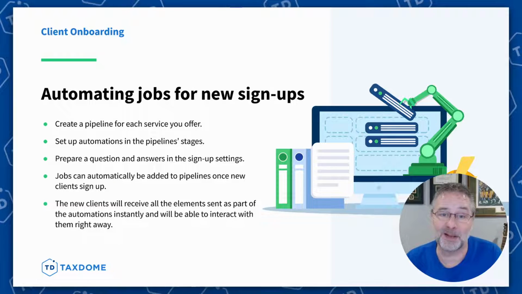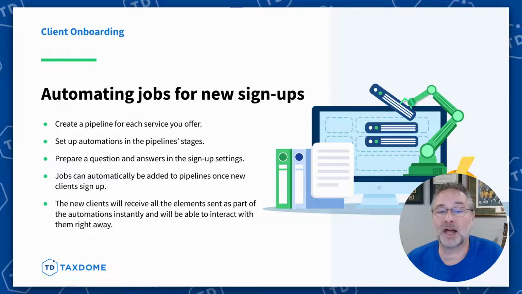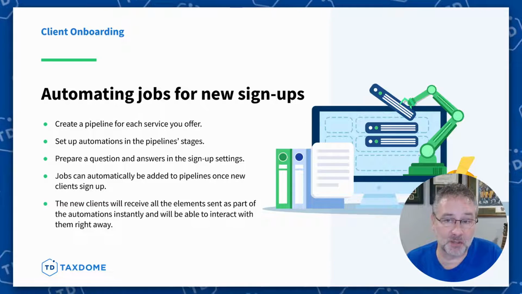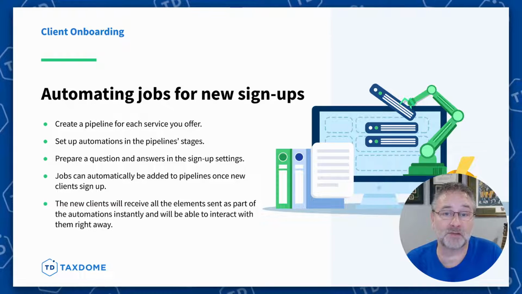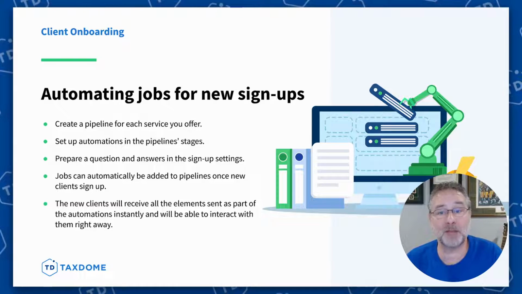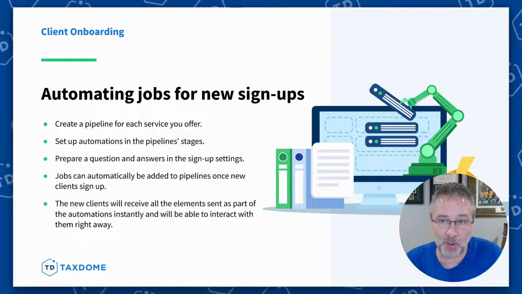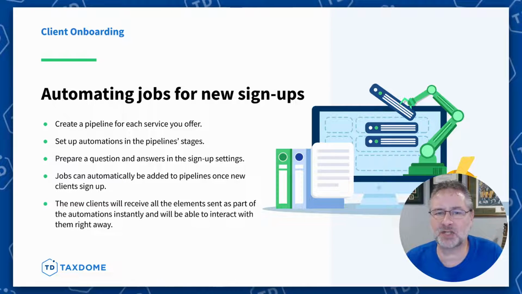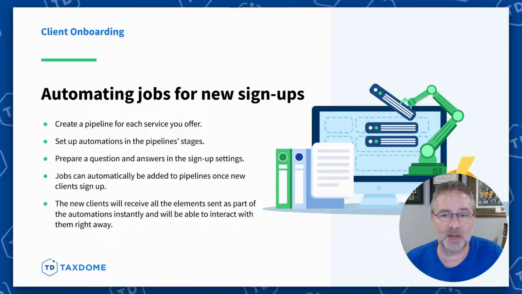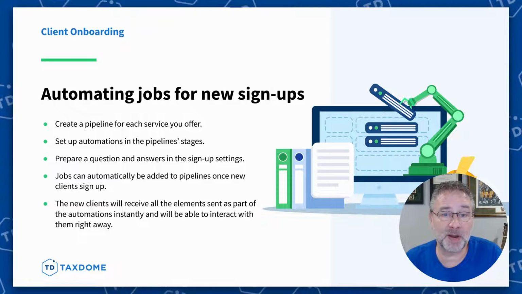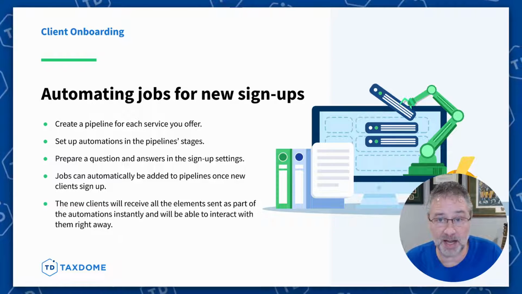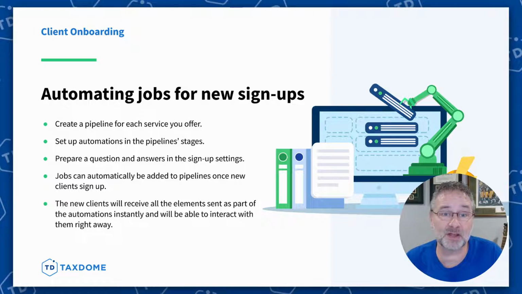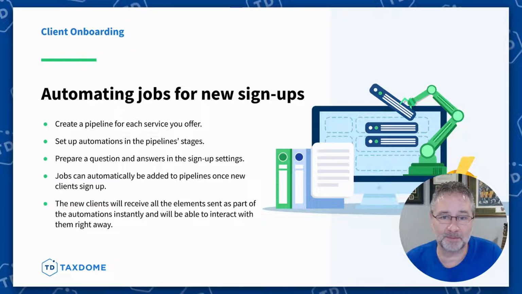What will happen? Well, as soon as they sign up, the client will be added to your tax return pipeline, and all the automations that you set up for its first step will automatically be triggered. So for tax preparation, you most commonly start out by collecting information and documents. Therefore, you can prepare an organizer automation, and the client will receive the organizer the same second they enter the client portal for the first time.